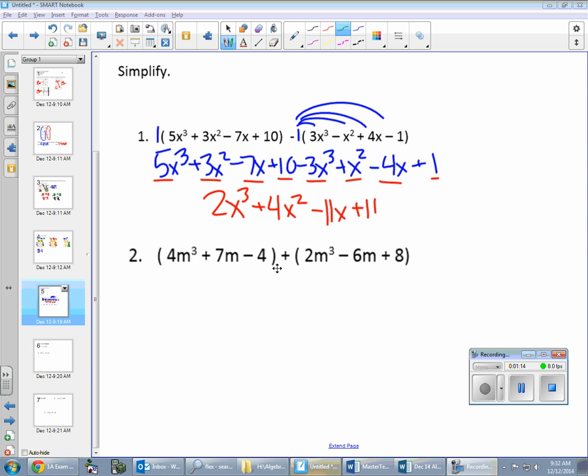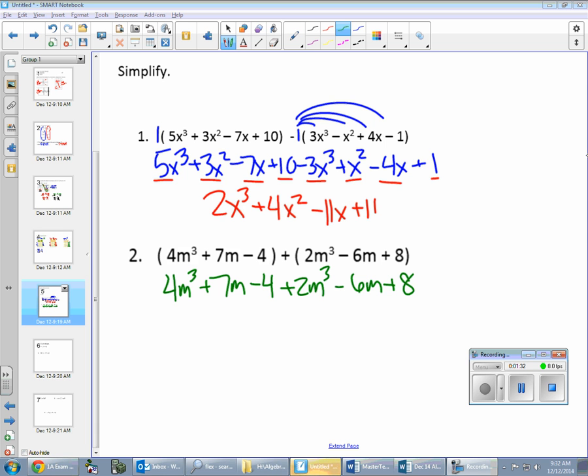Number 2, since addition is associative, these parentheses don't affect anything. I have a plus sign here, so there's not going to be any real reason to pay attention to the parentheses. I will still write it out without the parentheses just to make myself feel better. Plus 2m to the third minus 6m plus 8.